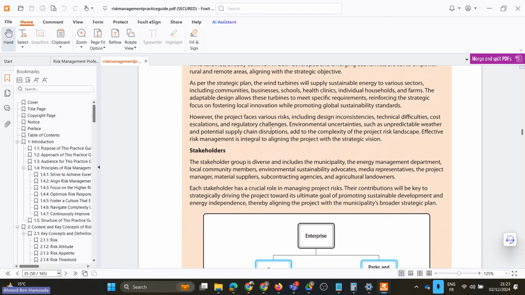Because actually there are regulations everywhere, even with our data, like the GDPR, the global data privacy regulations, and even with AI. AI is being regulated now in most developed countries. So compliance with regulations plays quite an important role in PMI's mindset for most certifications. Environmental uncertainties, such as unpredictable weather and potential supply chain disruptions, add to the complexity of the project risk landscape. Effective risk management is integral to aligning the project with the strategic vision.